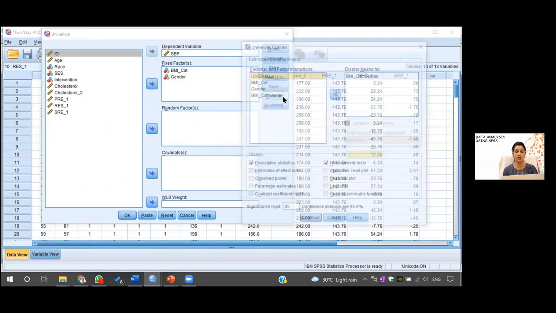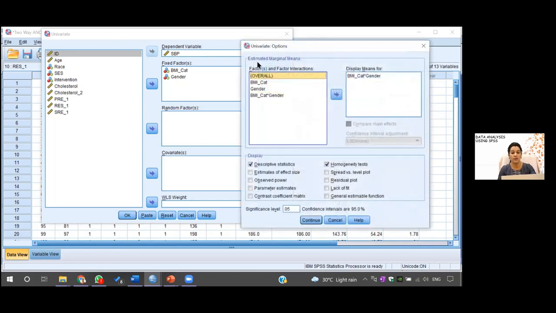Then in the option, what you have to do, you want this estimated marginal mean. Is it clear? So you want estimated marginal mean for these three. So you will move these also here. You want the estimated marginal mean for BMI category and gender. You can again move this back. Why? Because this interaction you don't want, this will give you a simple main effect. But no, just leave it here. We'll see again.